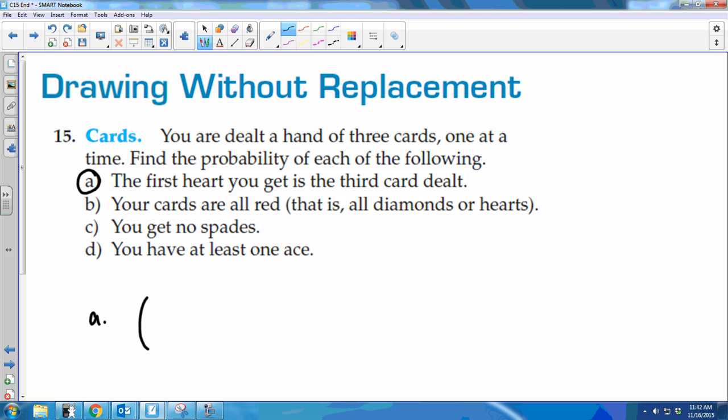There's 39 cards. I thought it was just the 3 cards. Okay, I understand. So there's 39 cards that are not hearts out of 52.